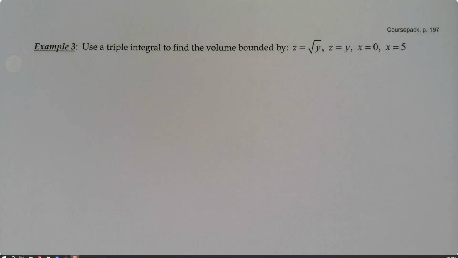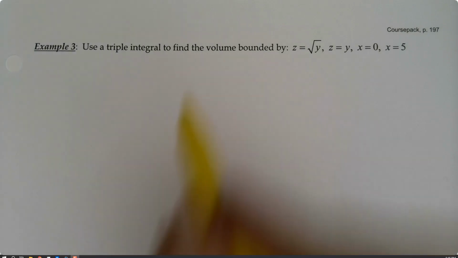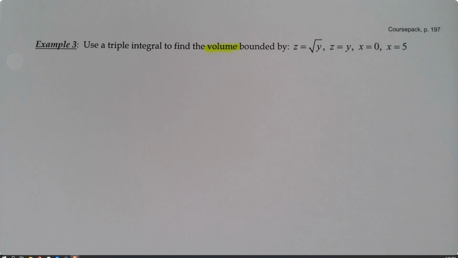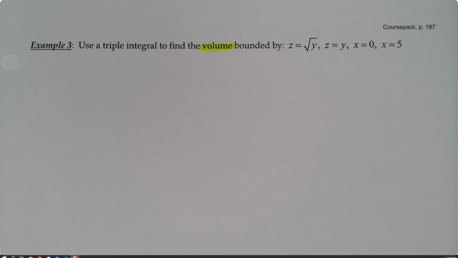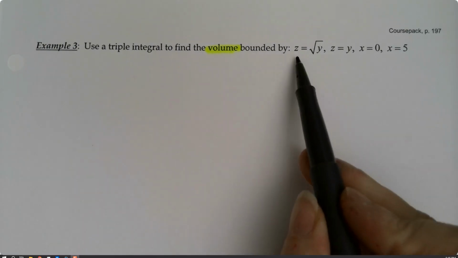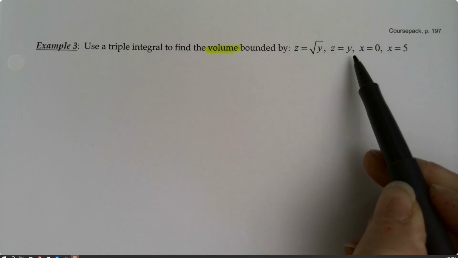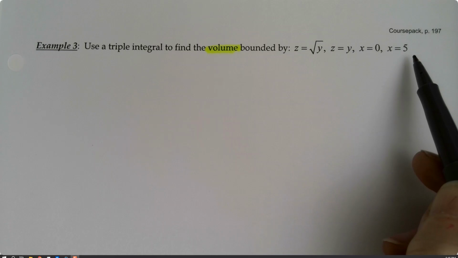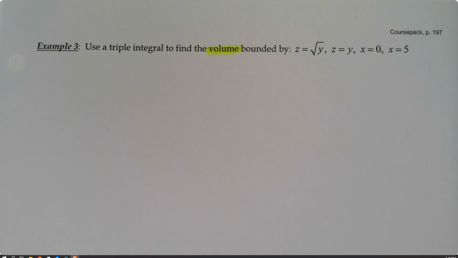Now in this example, we want to use a triple integral to find volume again, but this time for a surface that's a bit trickier to deal with than a tetrahedron. So we have the surface that's bounded by z equals the square root of y, z equals y, x equals 0, and x equals 5. All right, so I graphed that in Maple for us to take a look at.